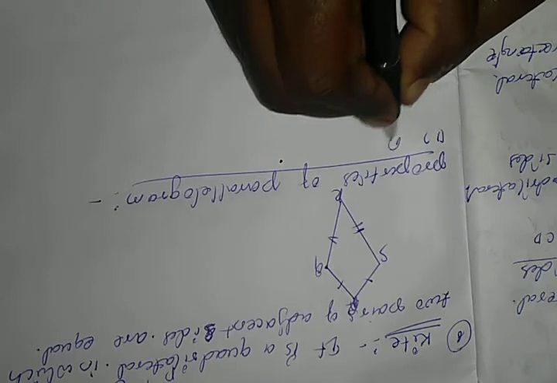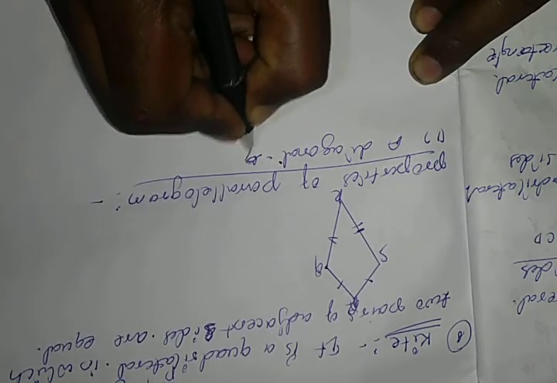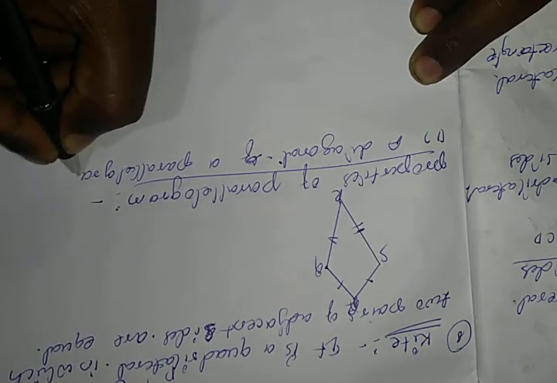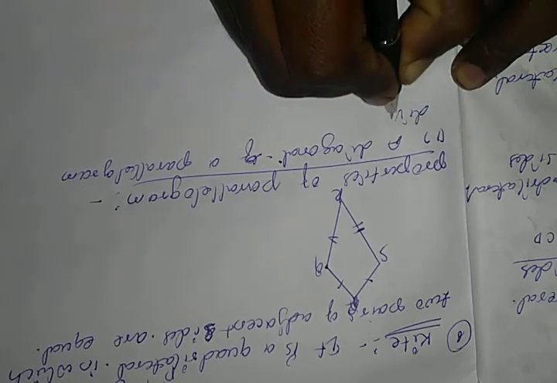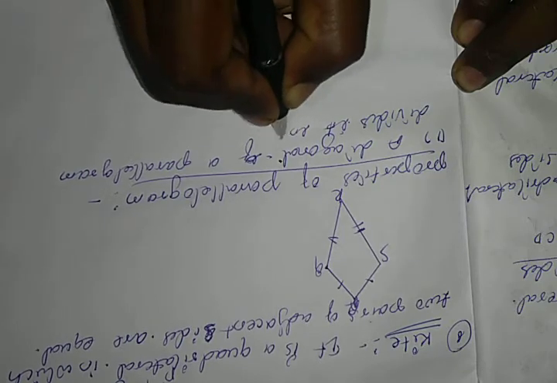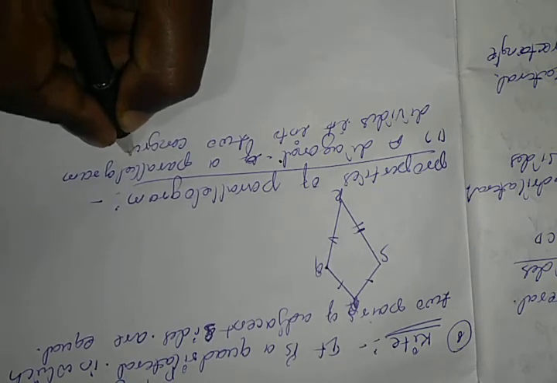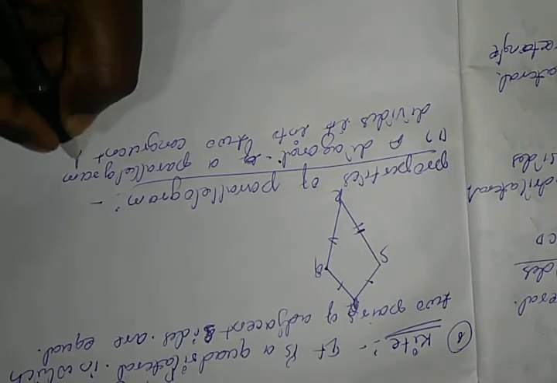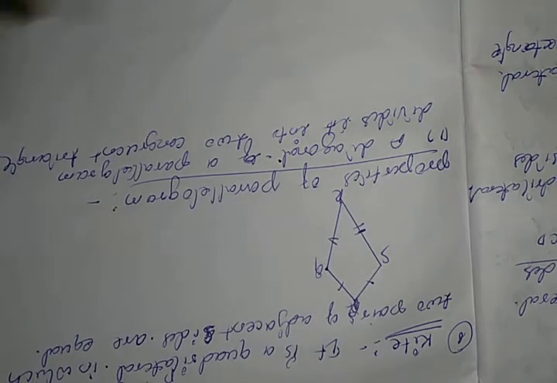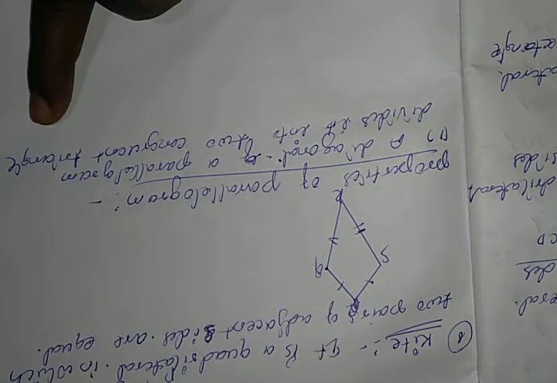First property: a diagonal of a parallelogram divides it into two congruent triangles. So for this, very important first property, the diagonal of a parallelogram divides it into two congruent triangles.